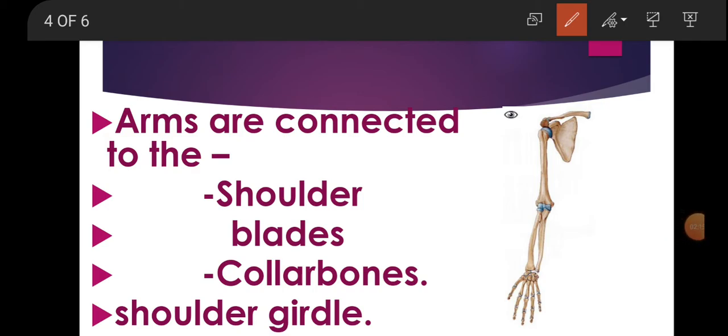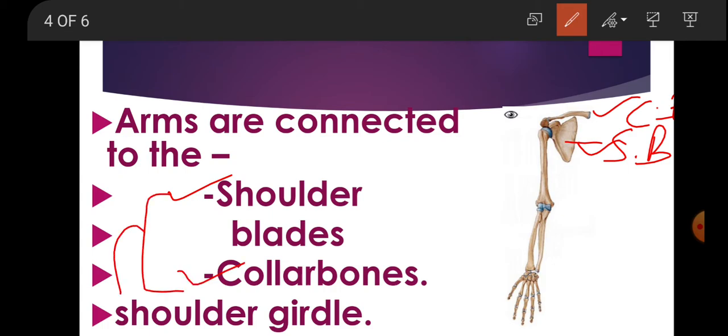Look at this picture. Arms are connected to shoulder blades at the back and collar bones in the front. This is the shoulder blade and this is the collar bones. These shoulder blades and collar bones together form the shoulder girdle.